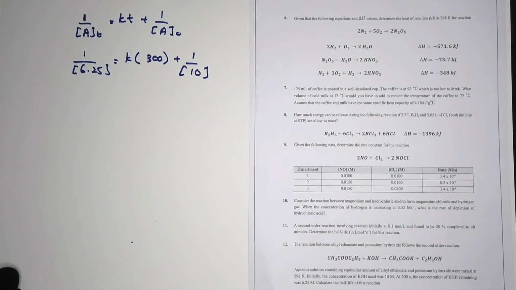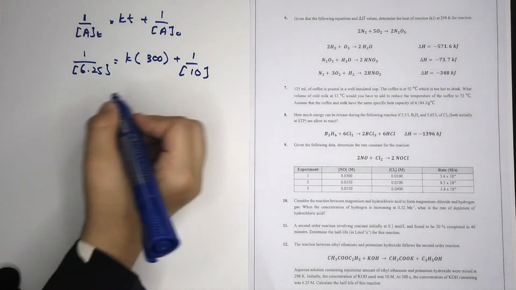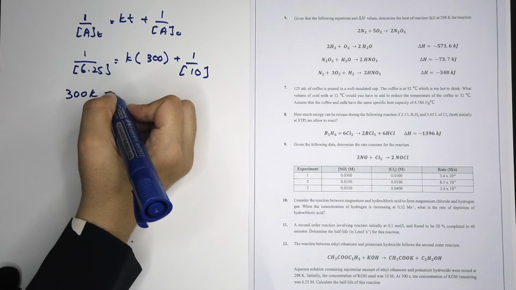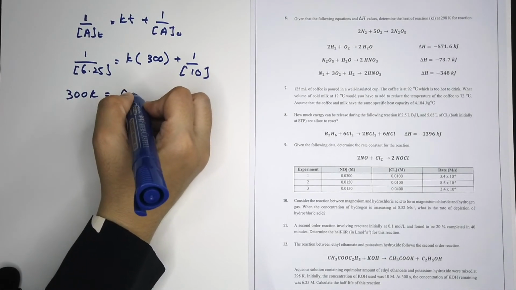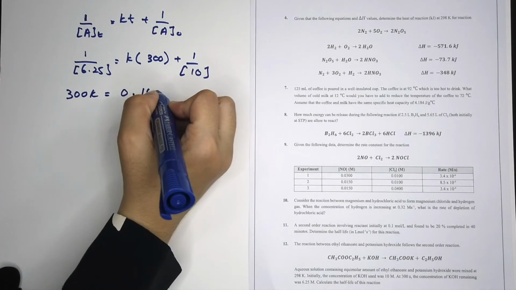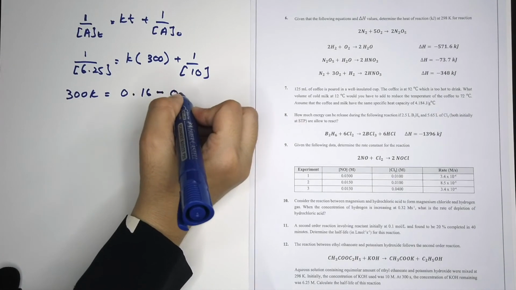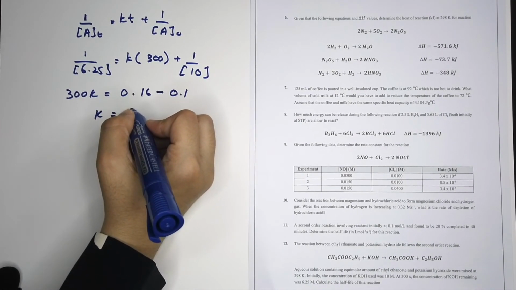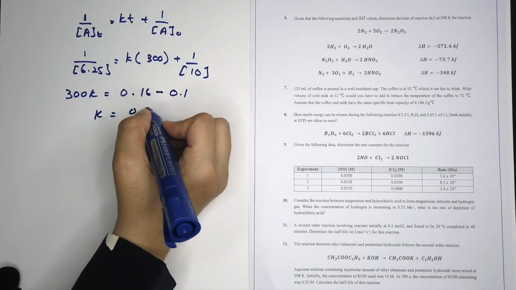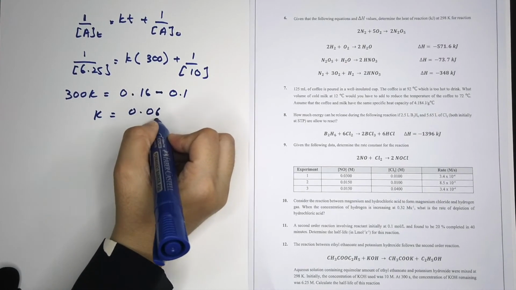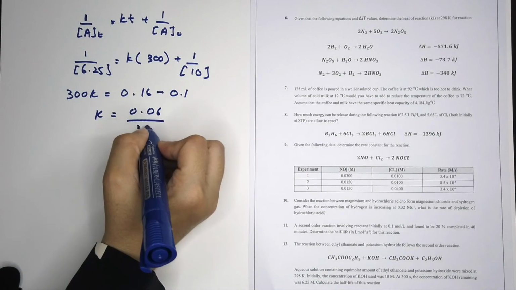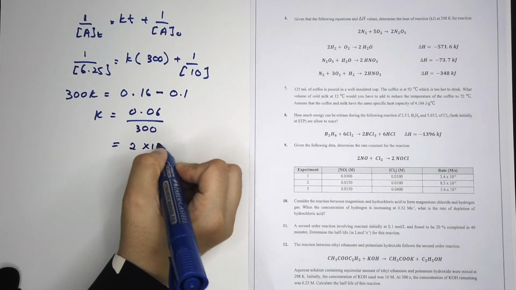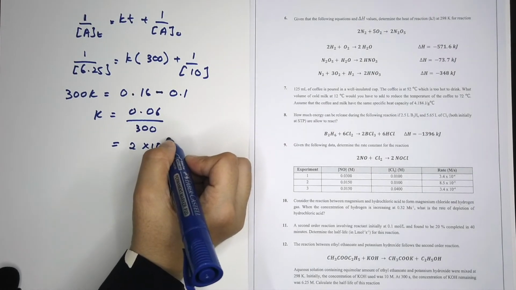From here you shall get 300k is equivalent to 0.16 minus 0.1. So your k is equivalent to 0.06 divided by 300. So k is equivalent to 2 times 10 to the power of negative 4.